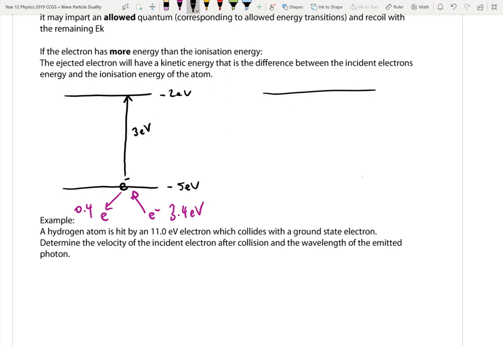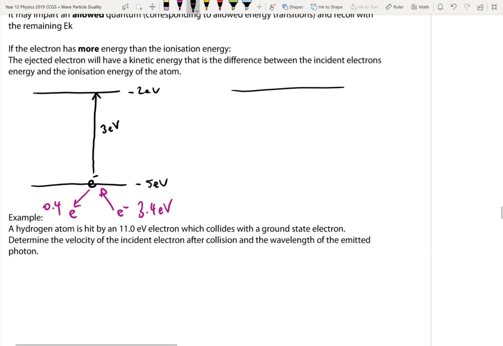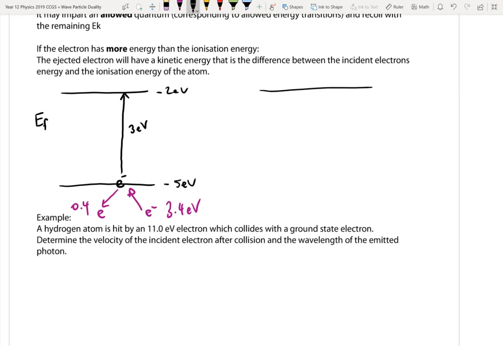Now, there's no real equation. E final minus E initial equals E2 take E1, and we've just figured out that E final minus 3.4 equals 3. Is that right? No. It should be negative 3. No, it's not negative 3. Final minus initial.